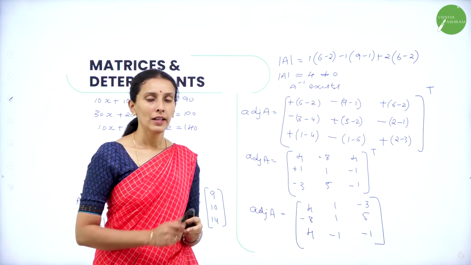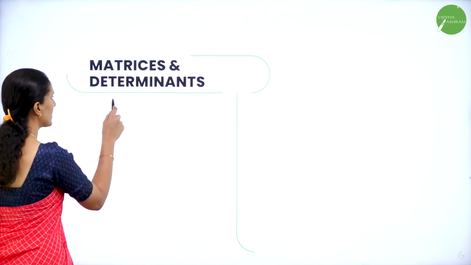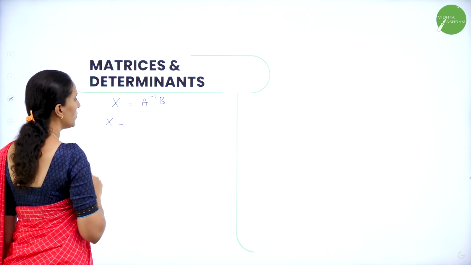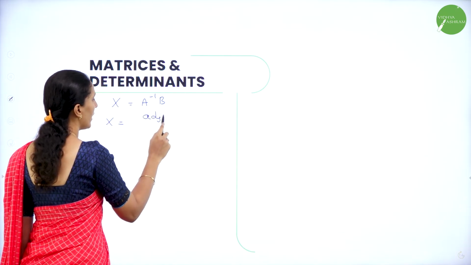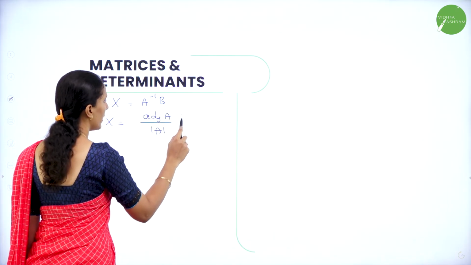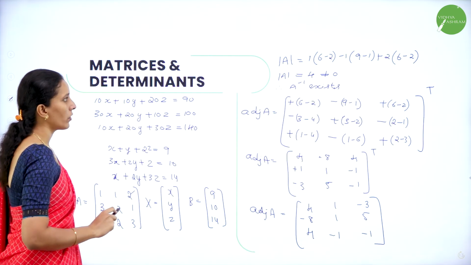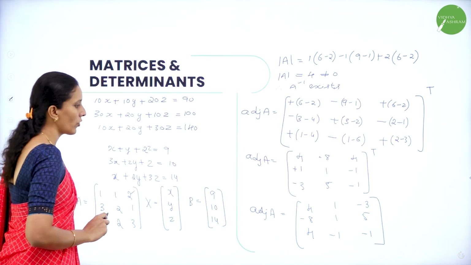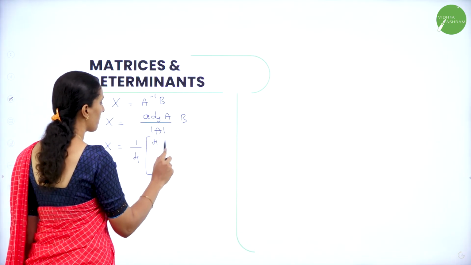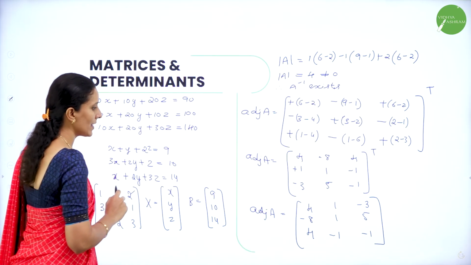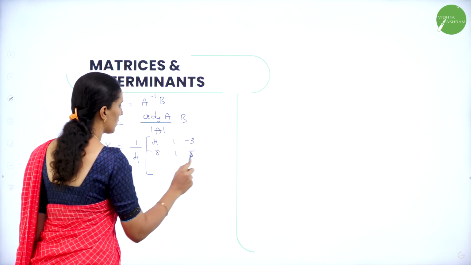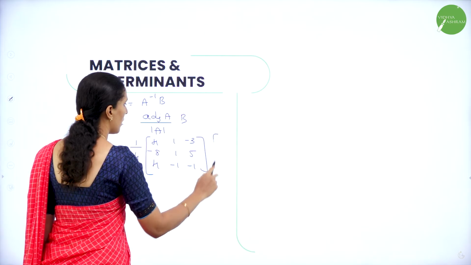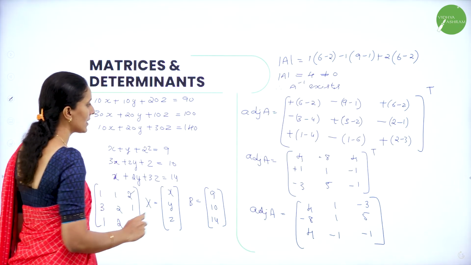Now, let's take the matrix X, that is equal to A inverse into B. So now X is equal to A inverse, which is adjoint A divided by determinant A, into B. So we write it as 1 divided by 4, adjoint A as 4, 1, minus 3. Next, minus 8, 1, 5. Next, 4, minus 1, minus 1. And matrix B, we have 9, 10, 14.